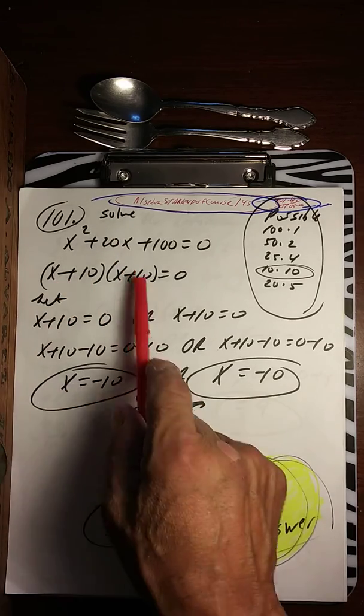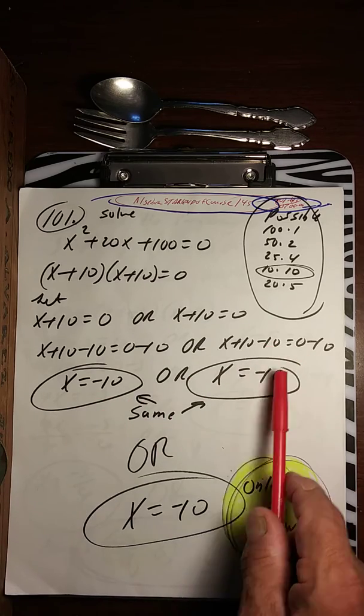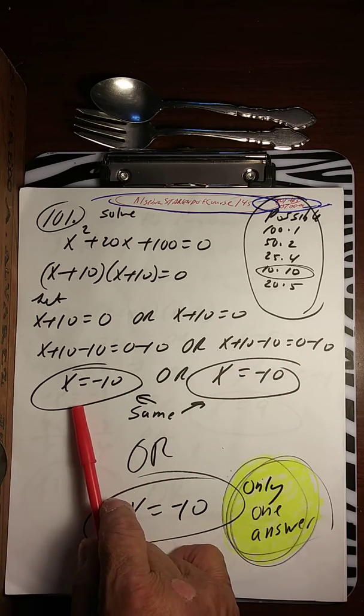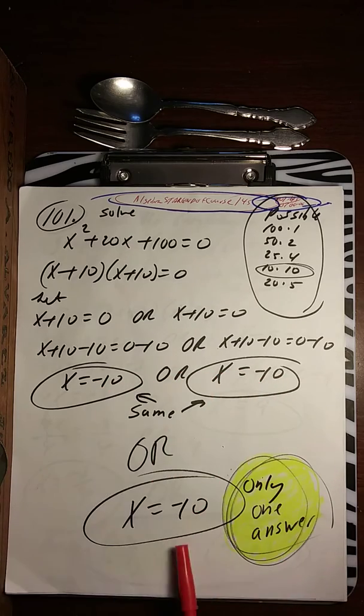x plus 10 equals 0, minus 10 on both sides. The answer is x equals negative 10. Since both answers are the same, you can just write it one time. x equals negative 10.